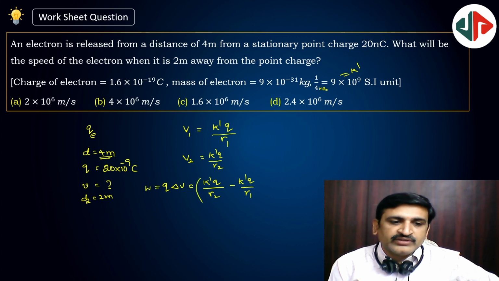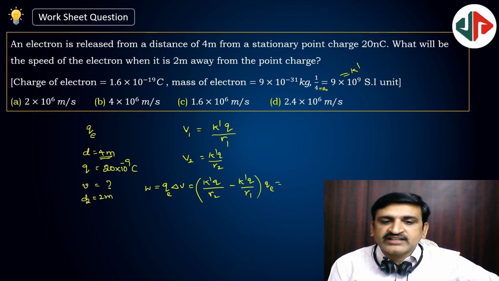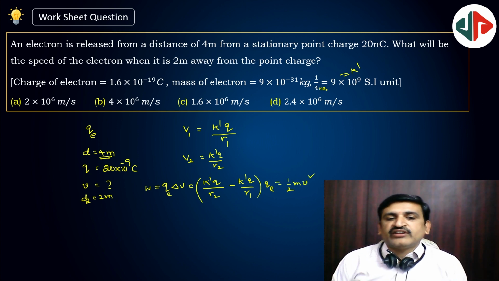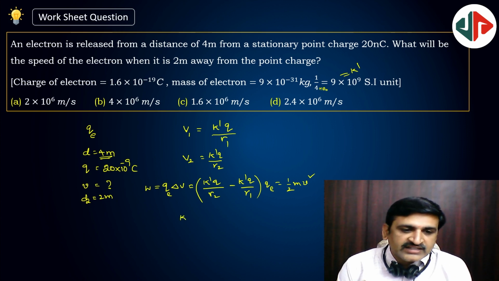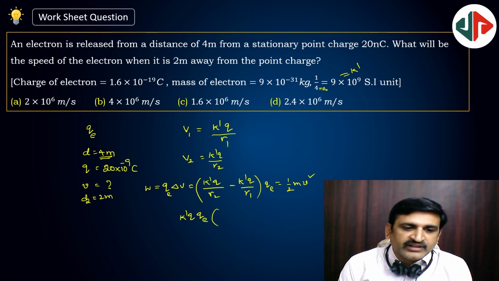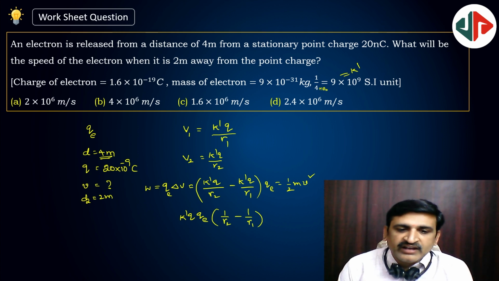Potential difference into charge gives you work done. So into the charge of electron QE gives you the work done. This work done is equal to half mv square. Now we need to find that. So k dash Q will come out and QE also will come out. Inside, 1 by R2 minus 1 by R1, not squares, it's potential. Potential won't have a square. And that is equal to half mv square.